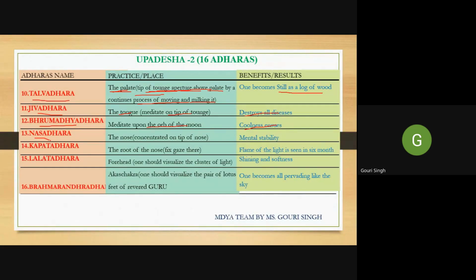The next one, the 13th, is the Nasadhara, that is the nose area, concentrating on the tip of the nose. The Jivhadhara is the tip of the tongue, but in Nasadhara you have to do the concentration on the tip of the nose. What happens when you do this? You become mentally stable. Whatever thoughts are in your mind become stable if you concentrate on the tip of the nose.